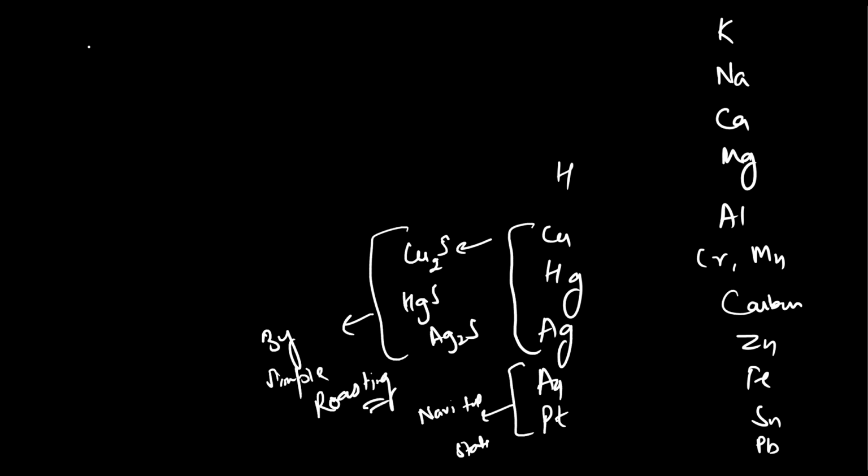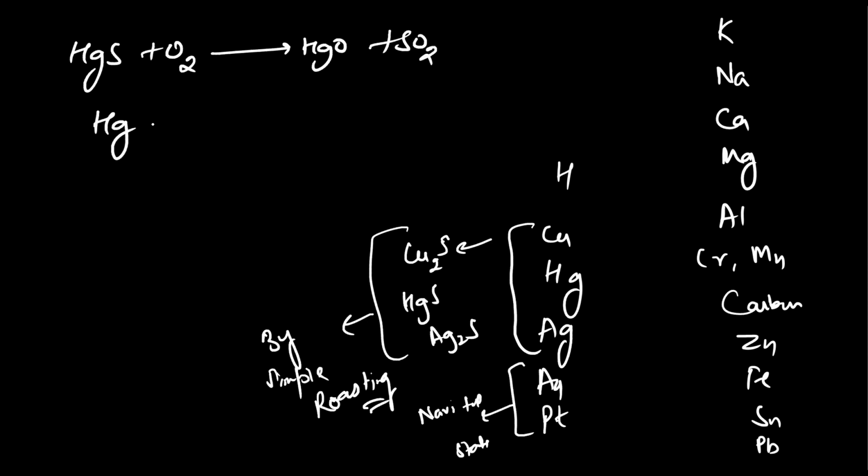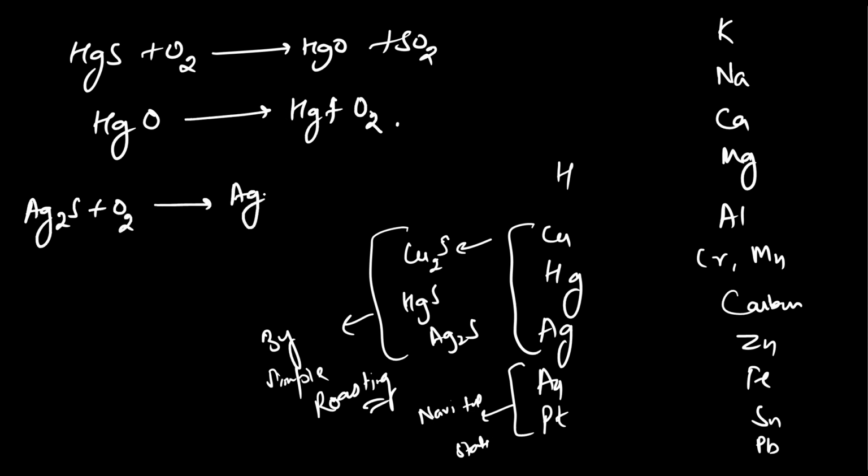For example, if you heat HgS in the presence of air, you will first get HgO and SO2. On continuous heating, HgO will get converted into Hg plus O2. Similarly, Ag2S, when heated in the presence of oxygen, gives you Ag2O plus SO2. Further heating gives you Ag plus O2.